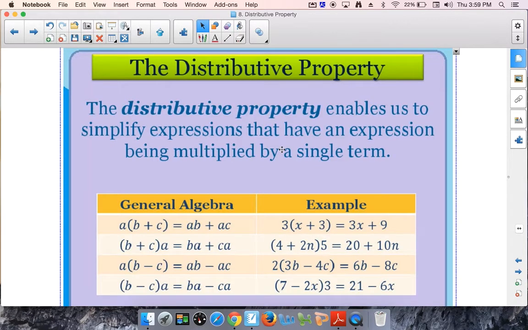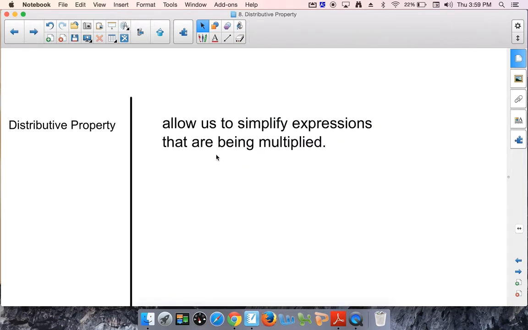The distributive property enables us to simplify expressions that have an expression being multiplied by a single term. So these are a bunch of examples. But in another way, it's just saying, and I want you to write this in your notebook, allows us to simplify expressions that are being multiplied. If you need more time at any time, stop the video to allow yourself to write.